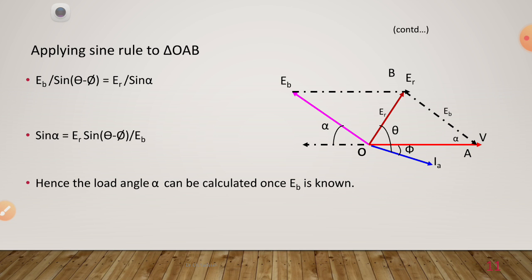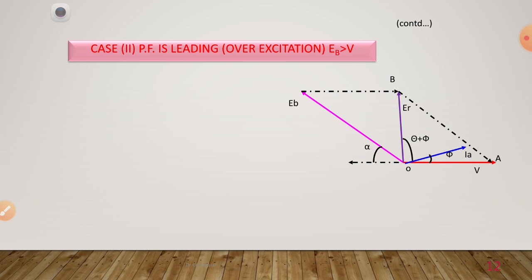Once I know what the ER and EB are, I am going to find the load angle on the stator and rotor axis. This is the under excitation condition, when EB is less than the applied voltage. Now the second case, same procedure.